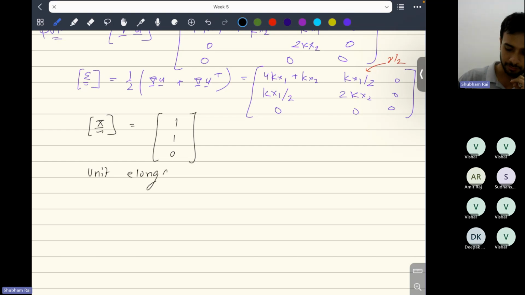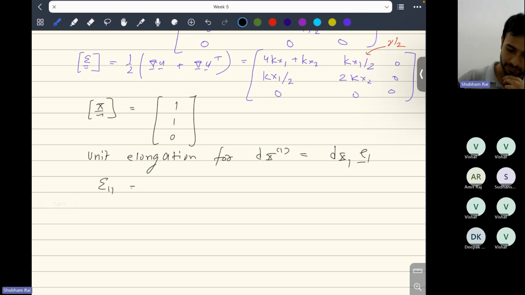There are two material elements. First let's find it for material element 1, the unit elongation for this dx1. Its length is dx1 and its direction is e1. For unit elongation we take this vector e1, so that is given by epsilon 11, which is the first component, first row, first column. That is 4k x1 plus k x2, and x1 is 1 here and x2 is also 1.